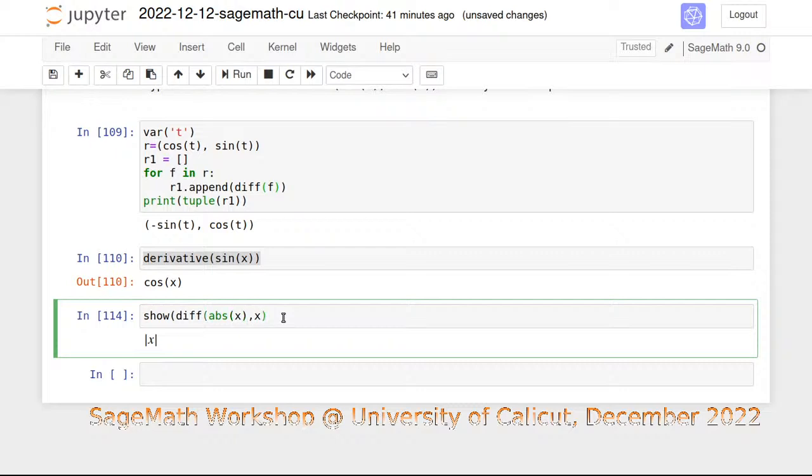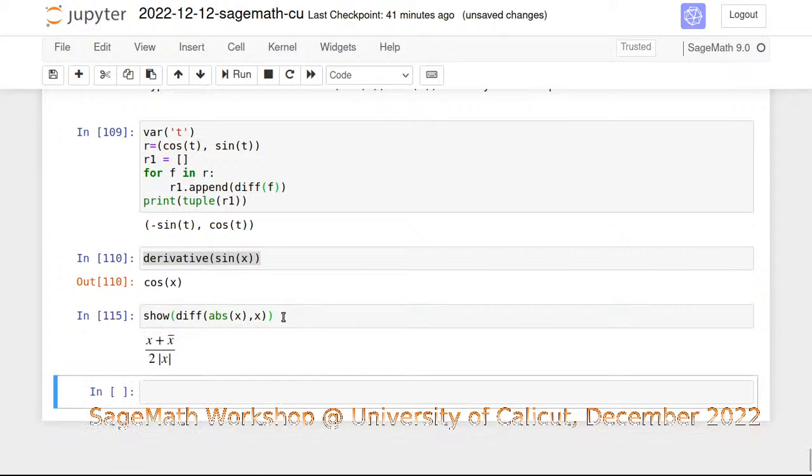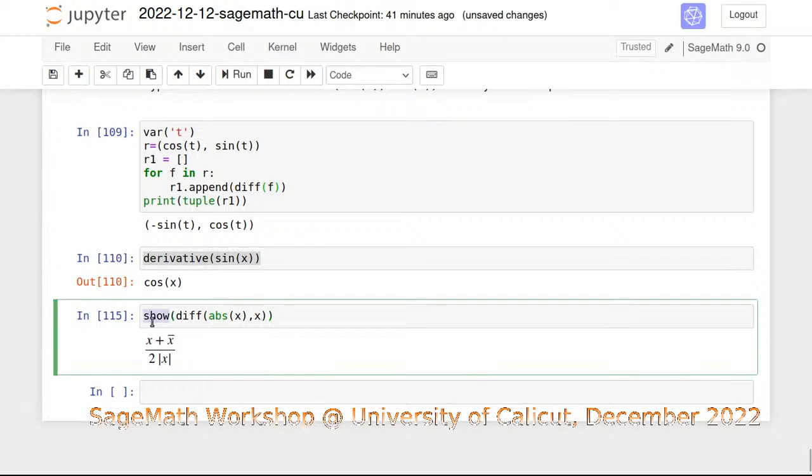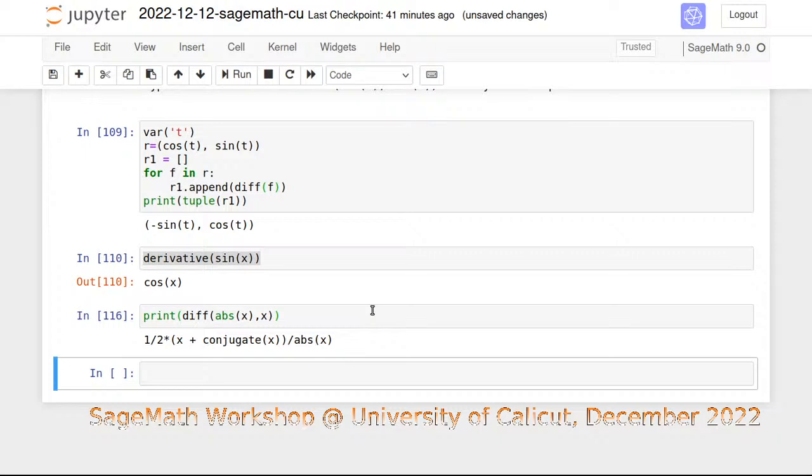Differentiate with respect to x. What is this? X bar is not the conjugate of x. Is there such a definition? X plus conjugate of x by absolute value of x.